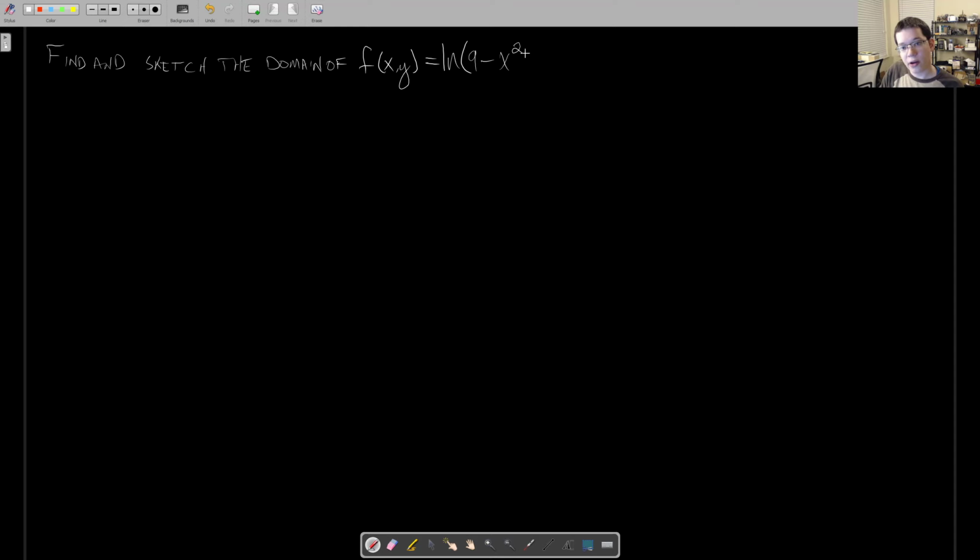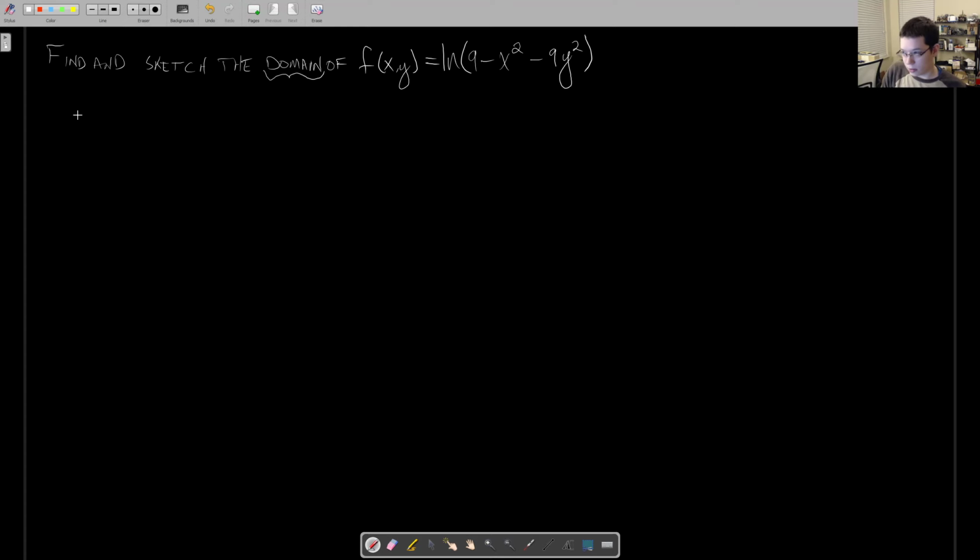this Cal 3 request. So the question asks us to find and sketch the domain of a function of x and y, so a function of two variables, that is equal to the natural log of, and I'm going to change the numbers from the problem given, 9 minus x squared minus 9 y squared. Now what is the domain?